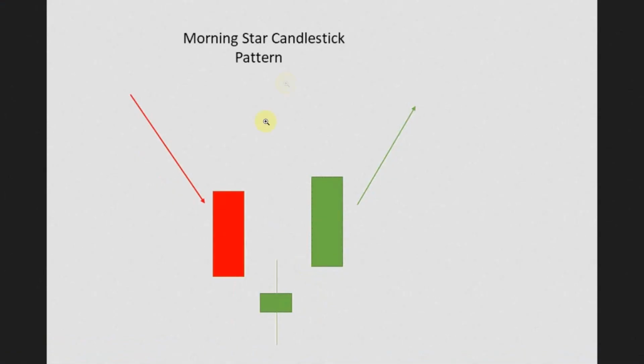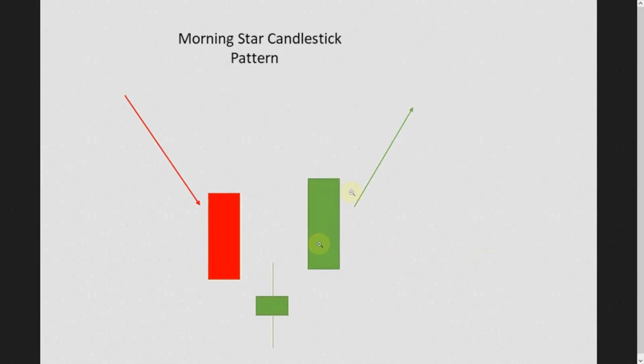The third bullish candle shows that the bulls are back in the market and the reversal will take place. Important to note, the second candle should be completely out of the real bodies of the first and third candles.